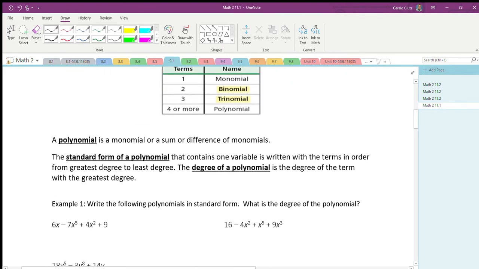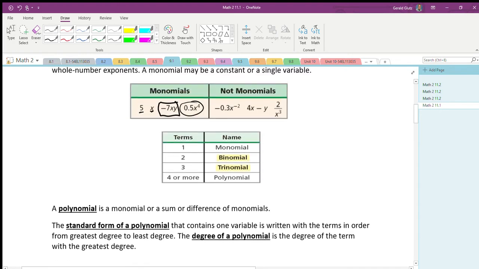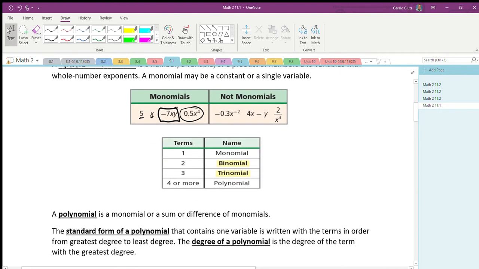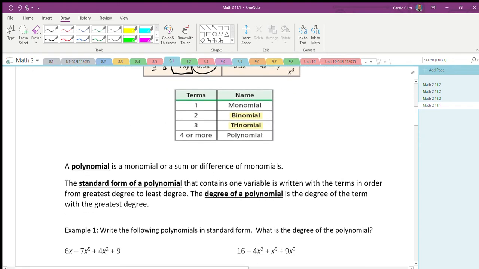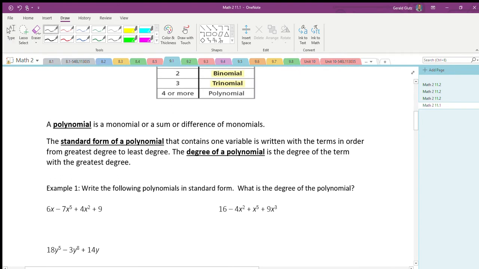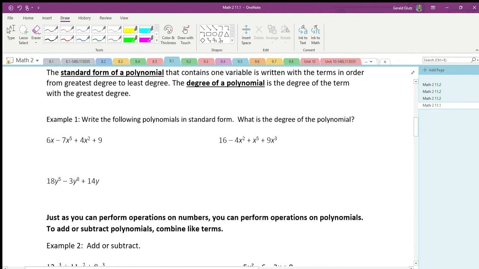A binomial means that we are adding or subtracting two terms. Trinomial, 3 terms. When I say polynomial, that just means we have more than one term. So polynomial means we have more than one term.